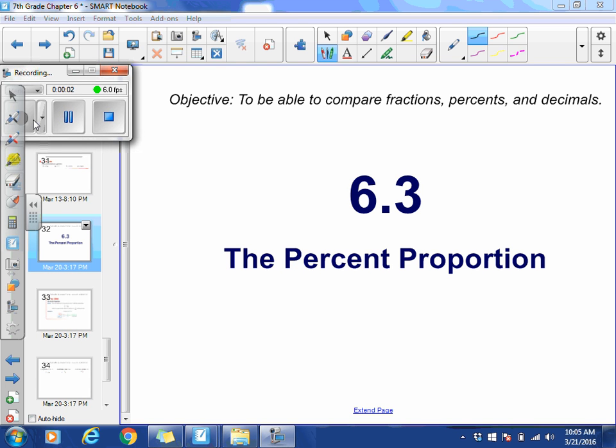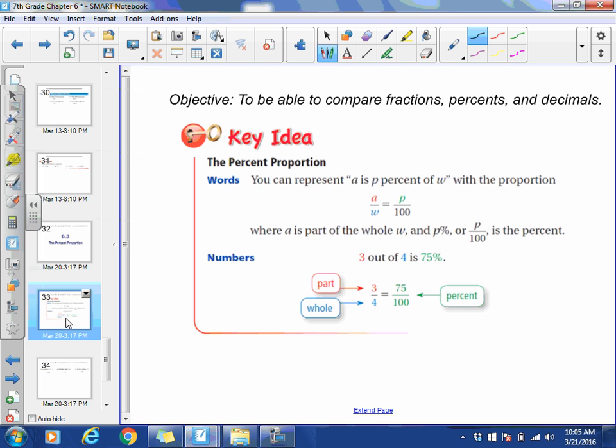Your goal when watching this video is to be able to use proportions to solve percent problems. Okay, so the proportion that we are going to use to solve all of these problems looks like this. And it looks kind of complicated, but it's actually pretty straightforward and it makes common sense.